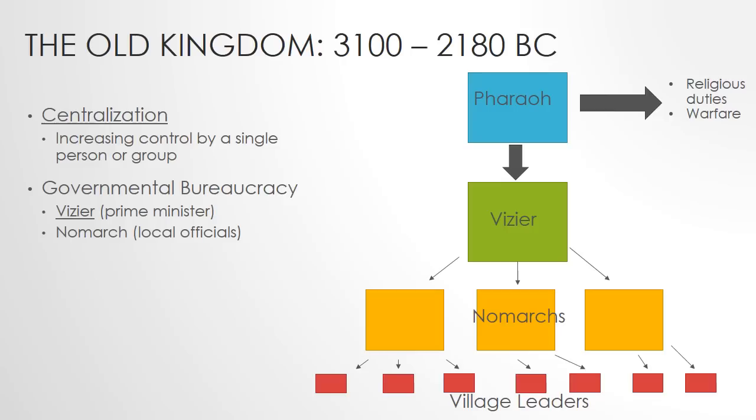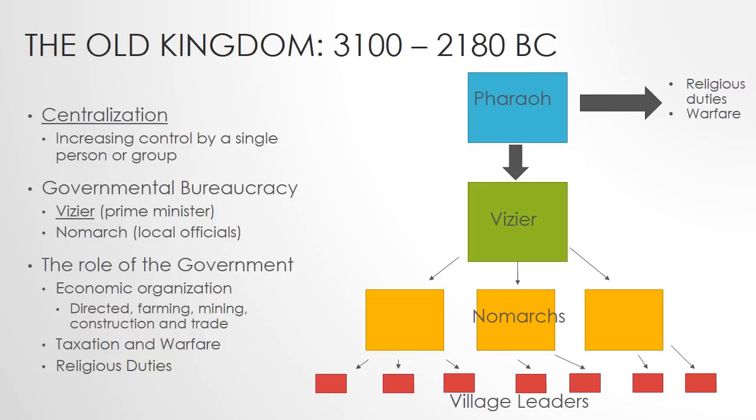And then the nomarchs, in turn, would give orders to the leaders of every single Egyptian village. So in this way, the commands of the pharaoh would filter down until every village was doing what the pharaoh directed. And so the role of the government was basically implementing the will of the pharaoh. And this happened in the economic realm, where the pharaoh directed farming. He decided what would be grown, what would be mined, what would be built, and how trade would be carried out. The pharaoh and the government decided all of these things.